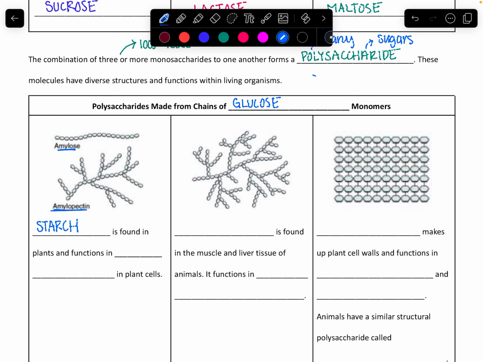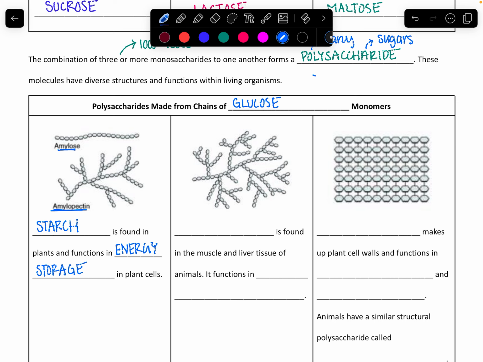Okay. And starch is something that you find in plants. So when you eat bread or potatoes or things like that, they are starchy foods. And the reason that those foods are so rich in starch is because plants use starch as their form of energy storage. So they are going to store their energy in the form of starch.